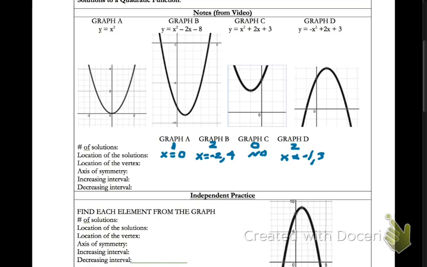Great. The location of the vertex. Well, the vertex is the hill or the valley of the parabola. It's the highest or lowest point. And so all we need to do on each of the graphs is identify on graph A, graph B, graph C, and graph D, the ordered pair that makes the vertex. So the vertex on the first one appears to be the origin, 0, 0. The second one, since it's drawn to scale, looks like it's 1, -9.